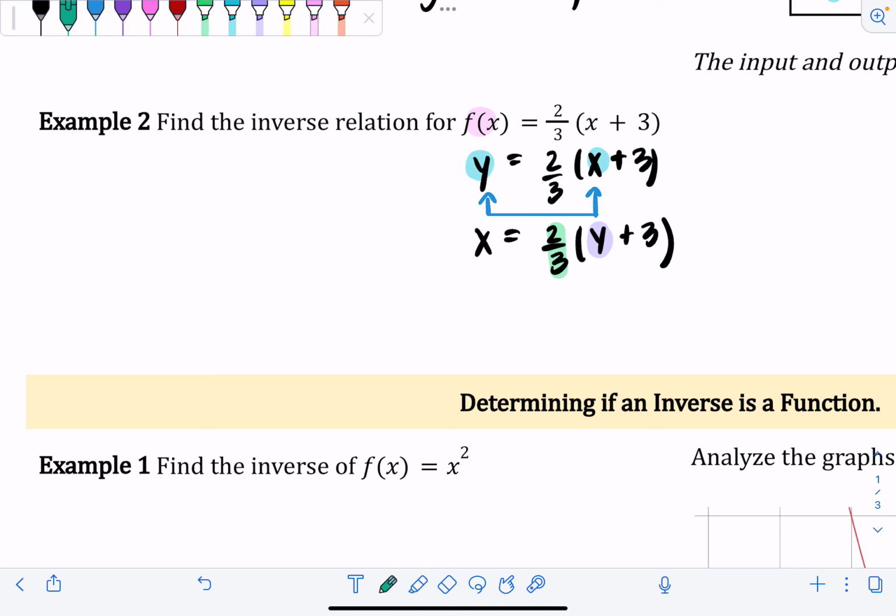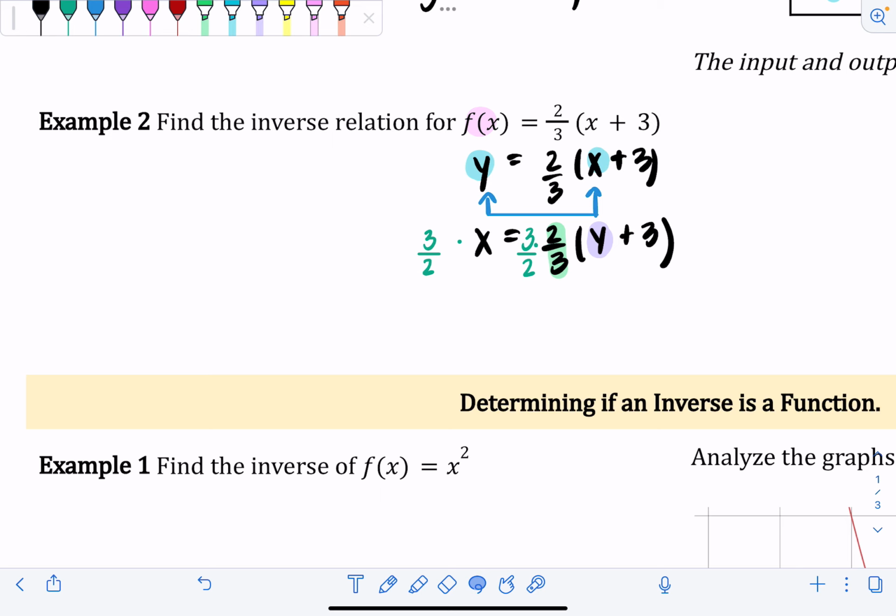Actually, let me backtrack a little bit. A reciprocal is a fraction flipped upside down. So the reciprocal of 2/3 would be 3/2. So I'm going to multiply by 3/2 on the left side, and then I would multiply it on the right side as well. You can write it off to the side if you don't have room. I'm going to put it directly inside here because I have a little bit of space. But I'm multiplying 3/2 onto both sides of the equal sign.